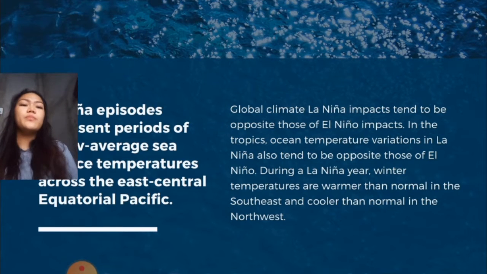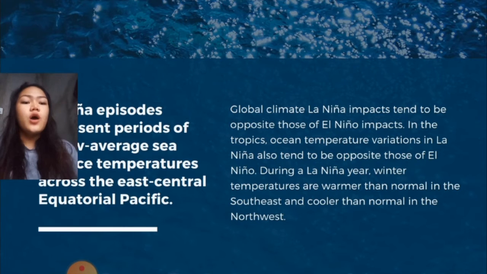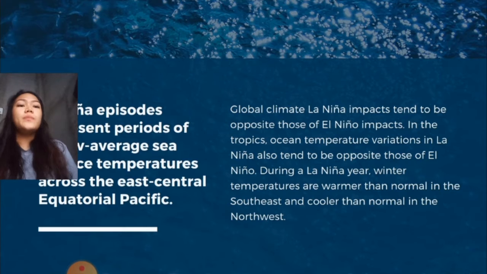So global climate La Nina impacts tend to be opposite those of El Nino impacts. In the tropics, ocean temperature variations in La Nina also tend to be opposite those of El Nino. So during a La Nina year, winter temperatures are warmer than normal in the southeast and cooler than normal in the northwest.